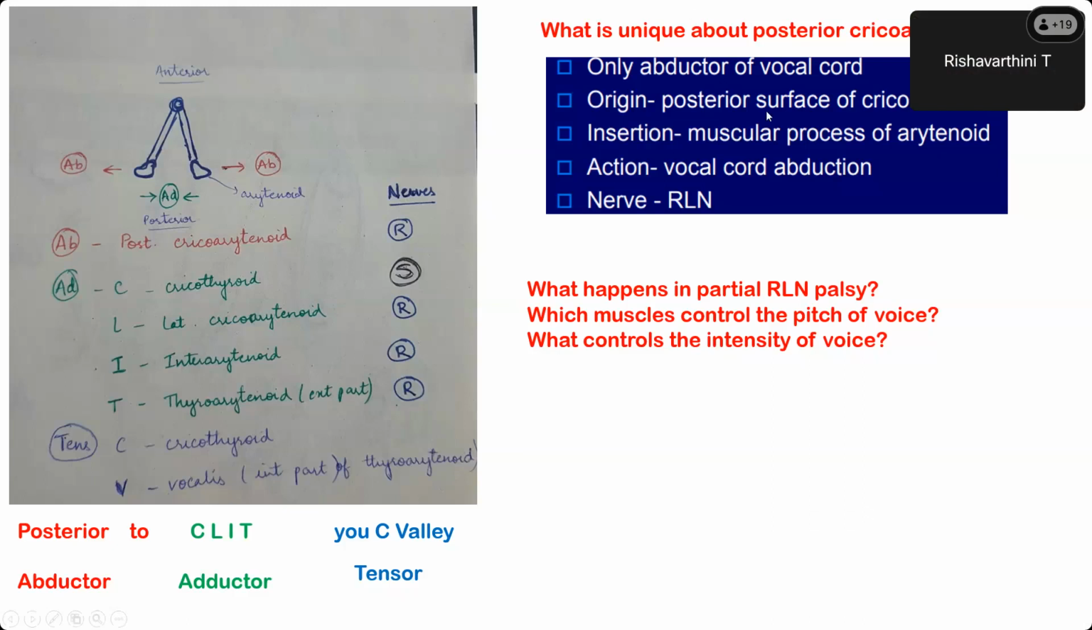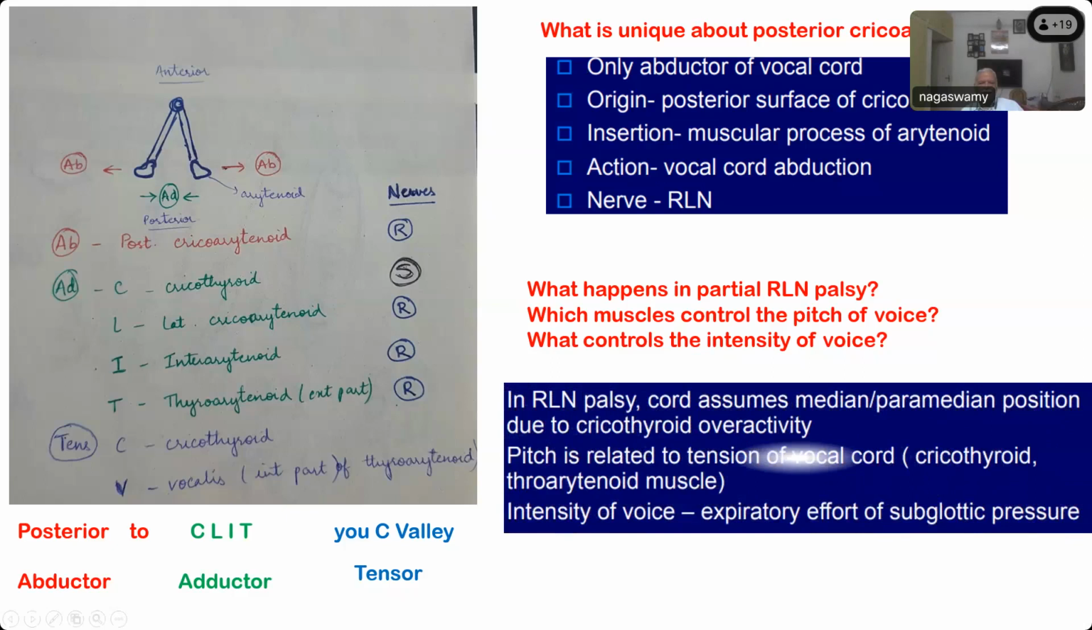We have only one muscle to cause abduction, the posterior cricoarytenoid, isn't it? So see, in recurrent laryngeal nerve palsy, the cord assumes a median or paramedian position due to cricothyroid overactivity. The pitch is related to tension of the vocal cord, that is by the cricothyroid and thyroarytenoid muscle, and the intensity of the voice is due to respiratory effort by subglottic pressure. So the intensity or gruffiness of the voice has nothing to do with the vocal cords. It is mainly because of the subglottic pressure that is created.